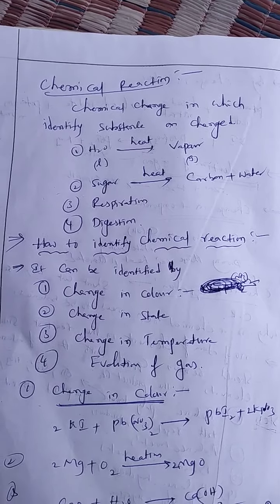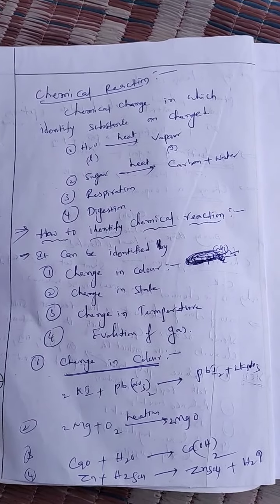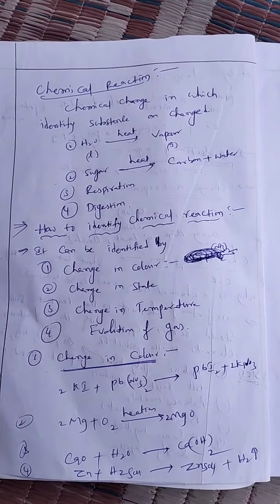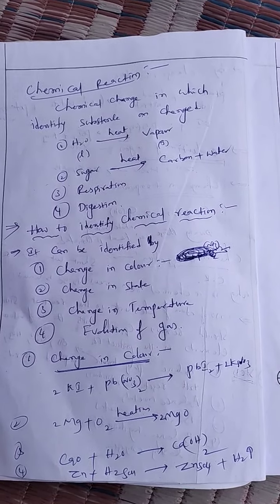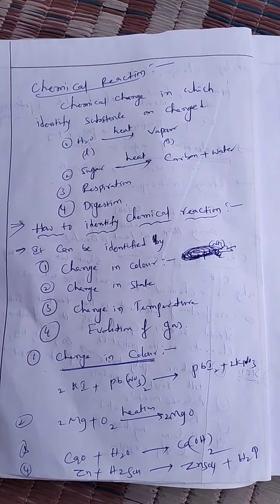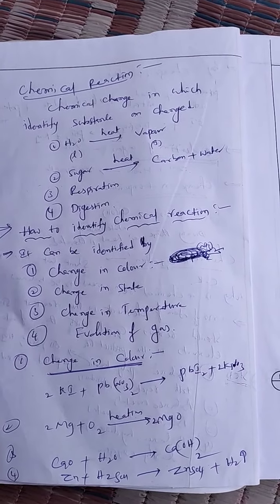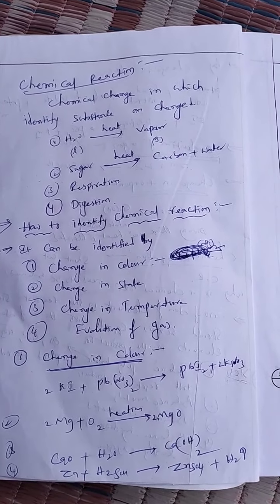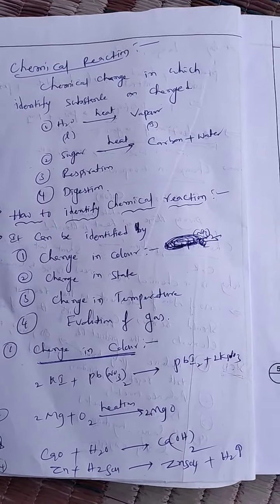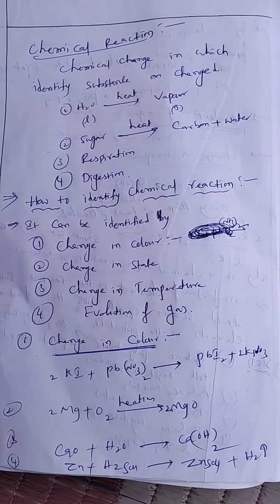Respiration or digestion are all examples of chemical reactions. How to identify a chemical reaction? It can be recognized by four parameters: change in color, change in state, change in temperature, and evolution of gas.